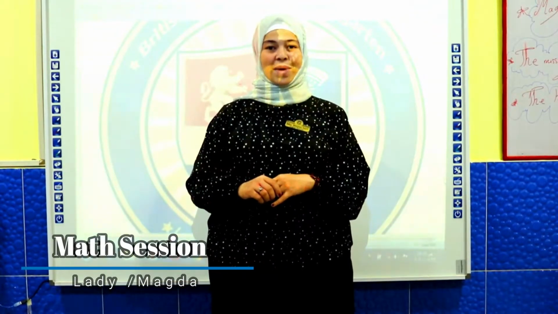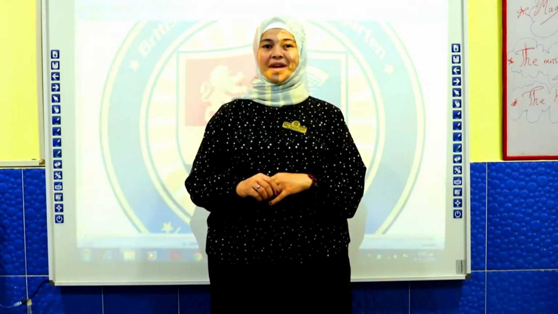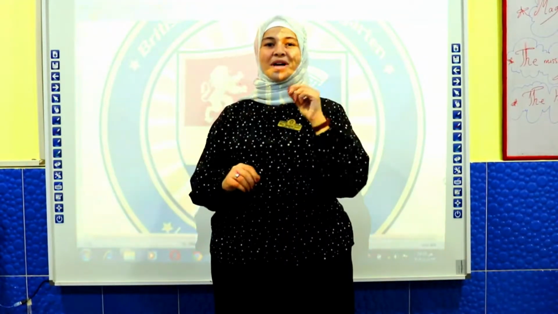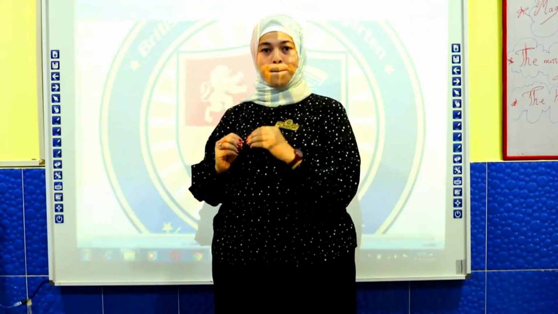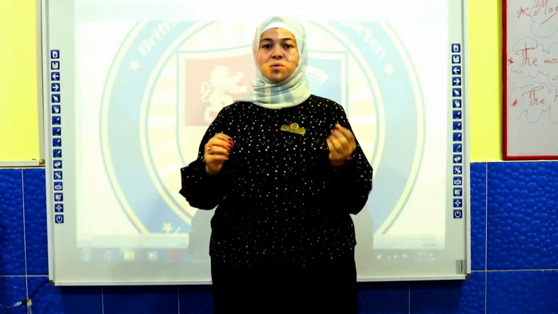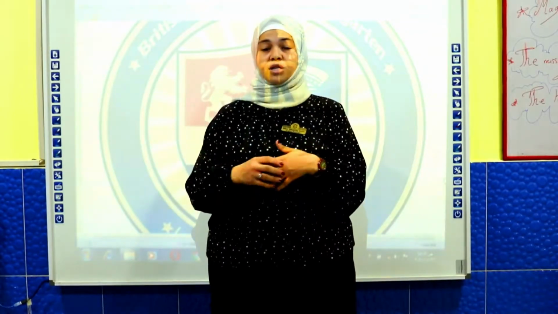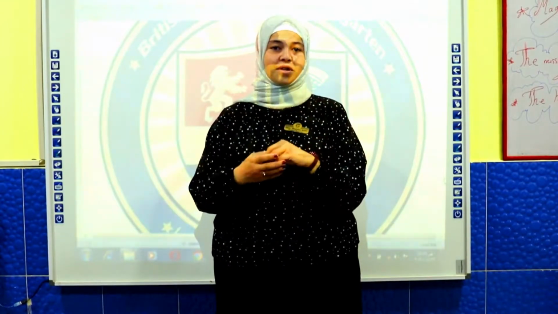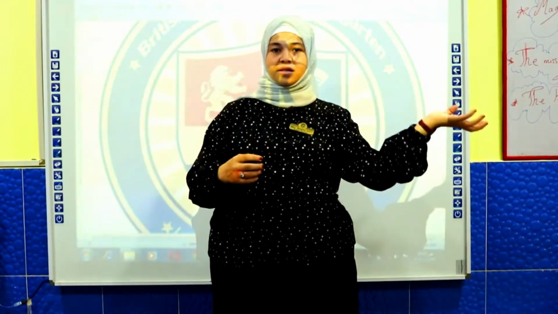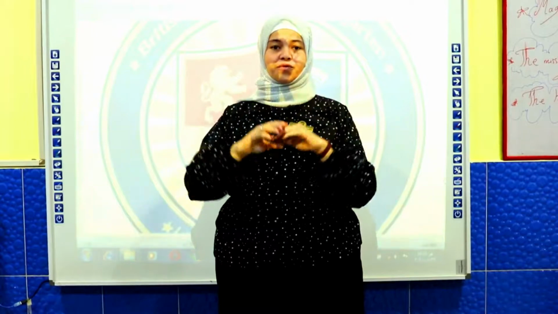Today we've got a math session, and today we're going to talk about the magic square. What is the meaning of the magic square? Magic square means some number in the equation which is hidden or missing, and you'll find it. To find it, we will work together. We will use addition and subtraction to find the missing number.